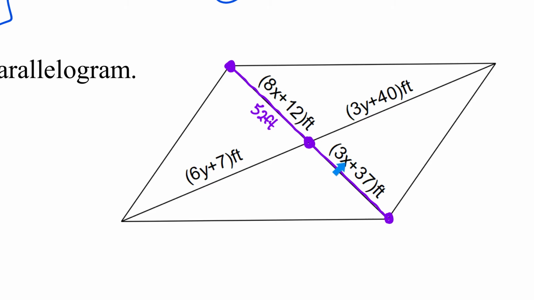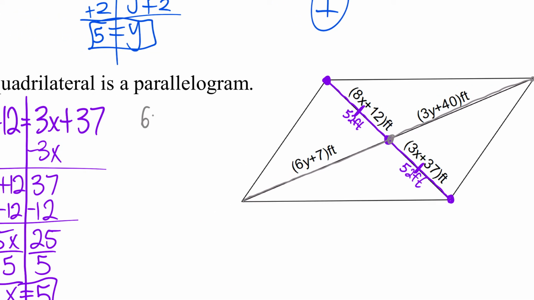And if I take the 5 and plug in here, what's 3 times 5? 15. And 15 plus 37 is 52. So yes, we can see with that value of x, that makes those two equal to each other. Makes those two pieces congruent. So that shows that that diagonal is bisected. Now let's think about going the other direction like this. This piece and this piece should be congruent. So 6y plus 7 should be equal to the 3y plus 40.